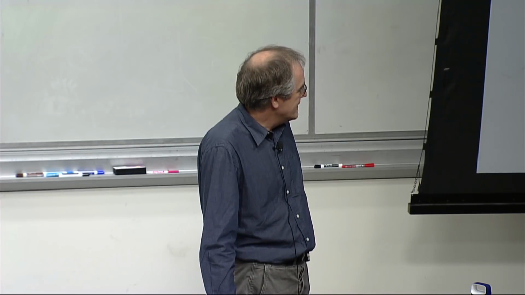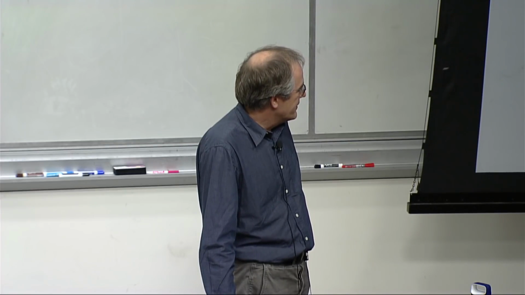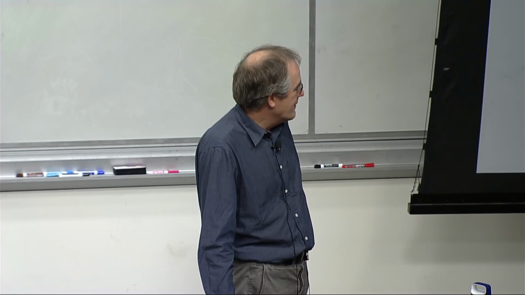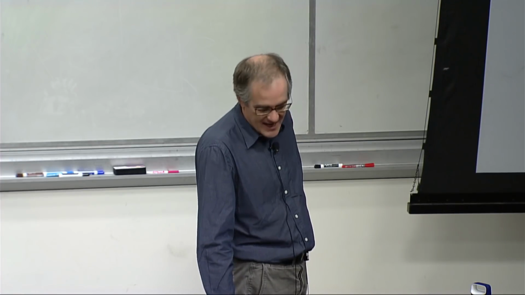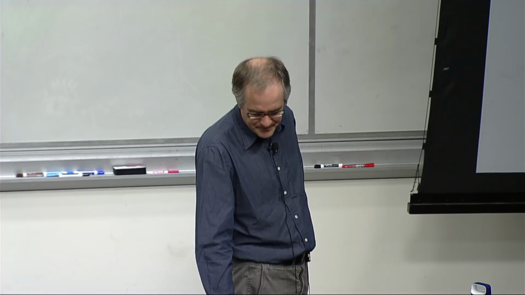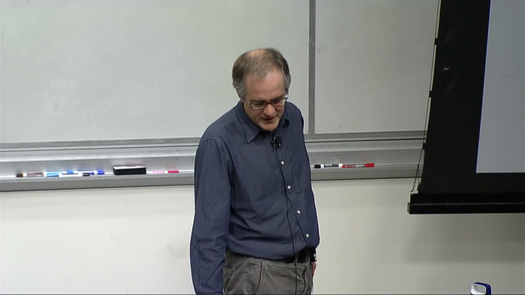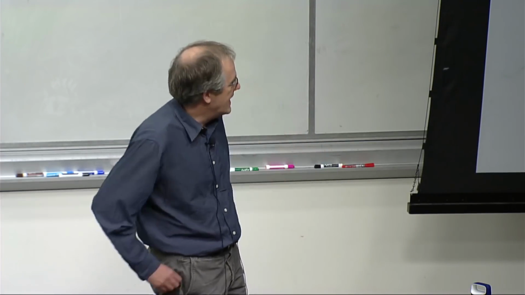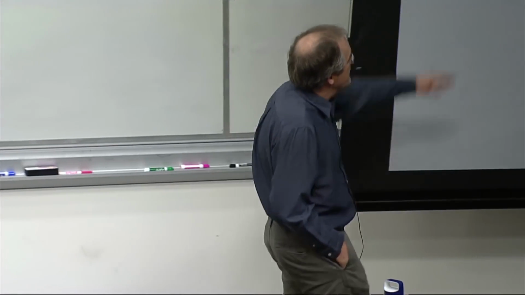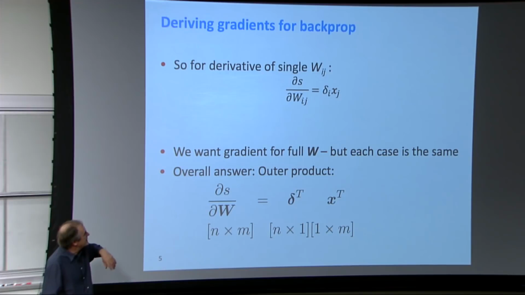So for every cell of the Jacobian for W, it's going to be xj. That means we're just going to be able to make use of that in calculating our Jacobian. So the derivative for a single wij is delta i xj, and that's true for all cells. So we want to have a matrix for our Jacobian which has delta i xj in every cell of it.